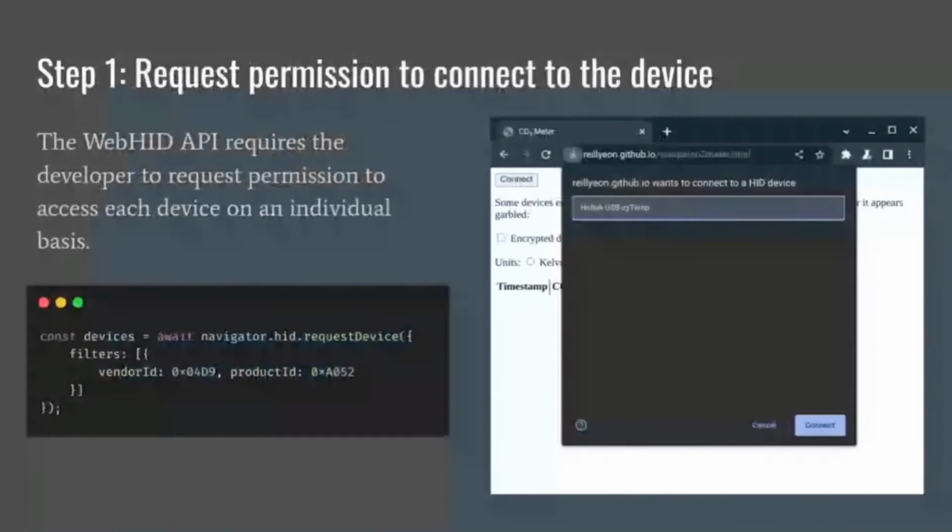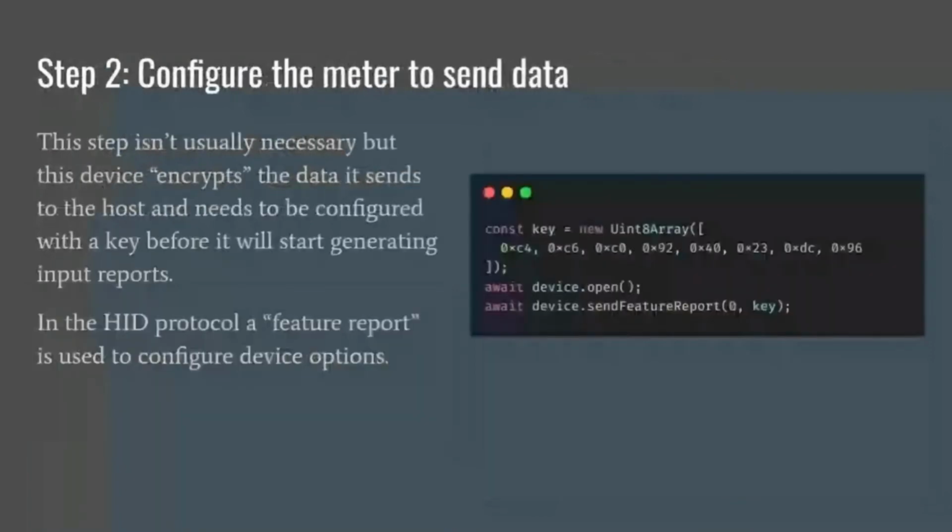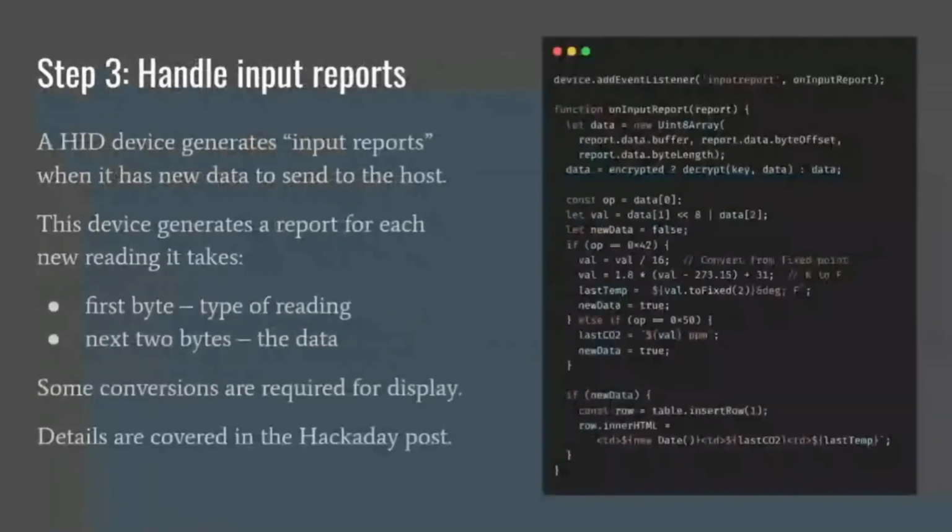First, the site needs to request permission by asking the browser to show the user a list of compatible connected devices. For security and privacy, until the user selects a device, the site doesn't know anything about devices that are currently connected. This particular device requires the computer to send some configuration data before it will start reporting readings. I wouldn't have figured this out on my own, but luckily the author of the Hackaday post figured it out. The send feature report method lets the site set these kinds of configuration options. After being configured, the meter starts sending data.